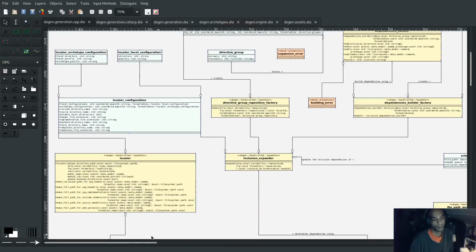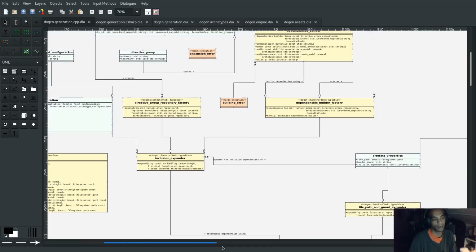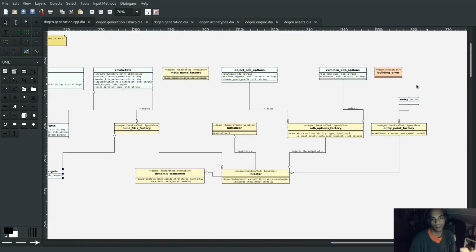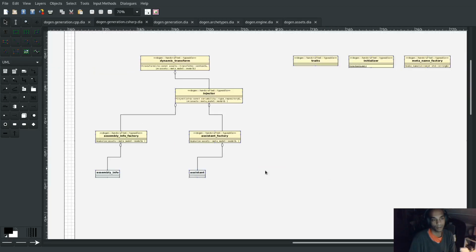We've more or less completed this refactor, and now the next refactor is going to be probably entry point, which is used in the C++ model only. We don't have that in C#.